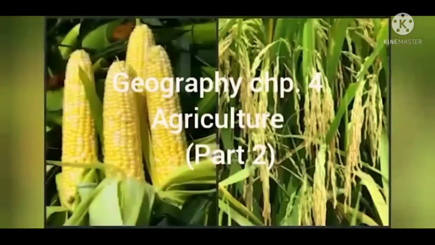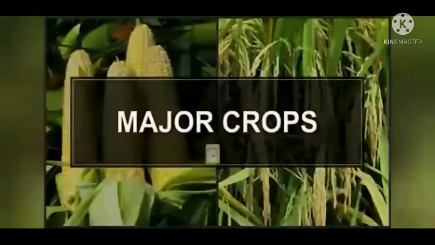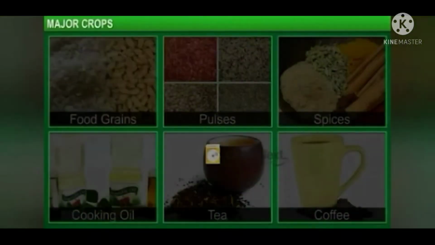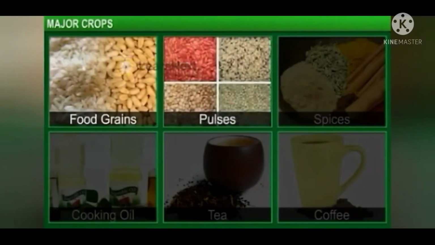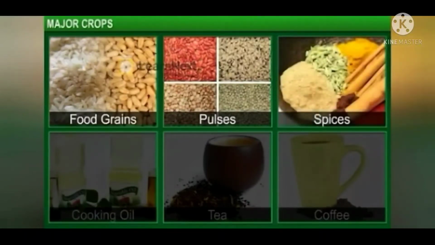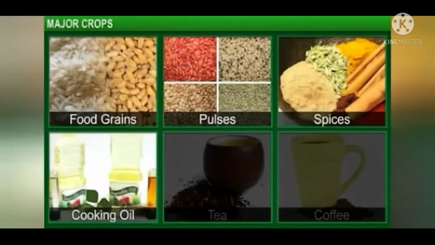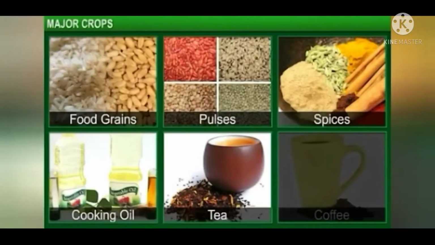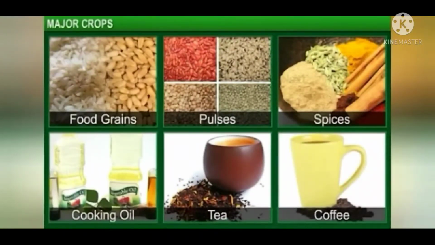In this module, you will learn about the main crops grown in India. Next time you go to buy groceries, take a closer look at the different varieties of food grains, pulses, spices, oil, tea, and coffee available in the shop. All these come from crops grown by farmers in different parts of India, depending on the type of soil, ways of cultivation, and climatic conditions.